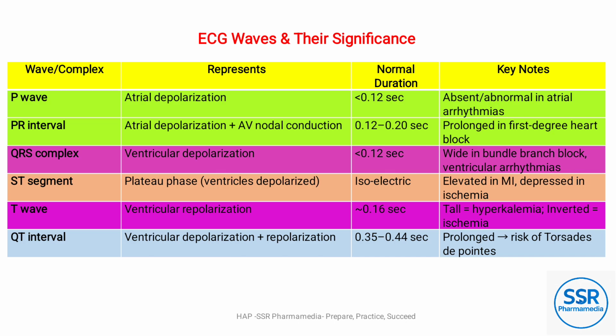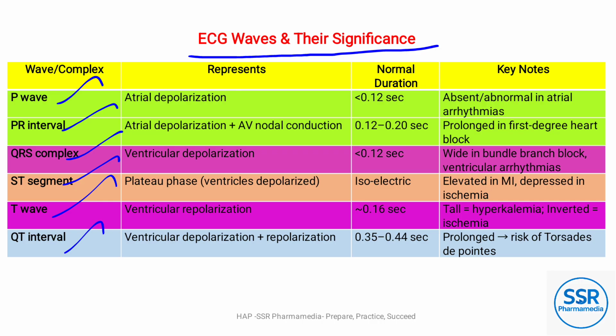So let's discuss the ECG, the electrocardiogram, waves and their significance. In an ECG, there are these waves: P wave, PR interval, QRS complex, ST segment, T wave and QT interval. The P wave represents atrial depolarization. Its normal duration is less than 0.12 seconds. Absence or abnormality of the P wave occurs in atrial arrhythmias.